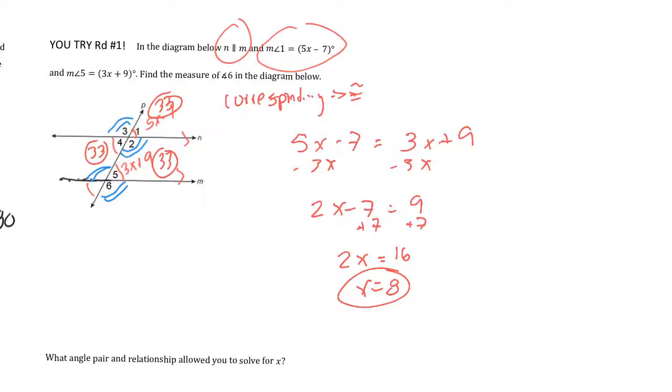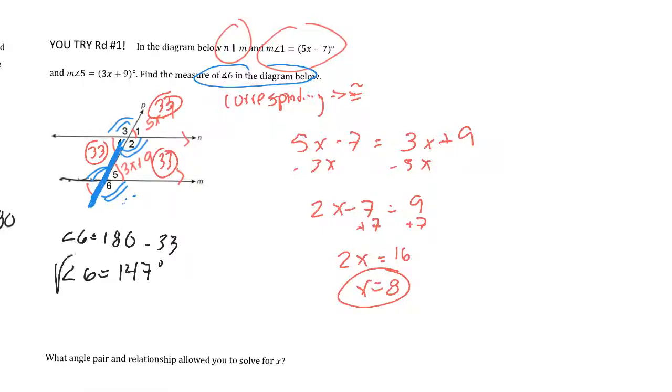But the question wants me to find angle 6. Angle 6 is not equal to 33. But I see it's next to 33 and makes a straight line. So it's got to be supplementary. That's my only other option if they're not equal. So I just got to do 180. Angle 6 equals 180 minus 33. Oh man, mental math here. Minus 30 would be 150, so 147. So angle 6 is 147 degrees.